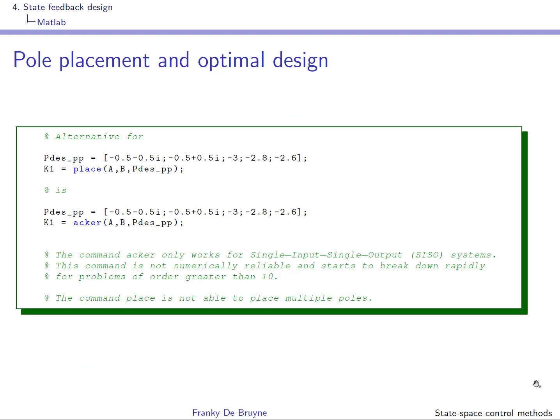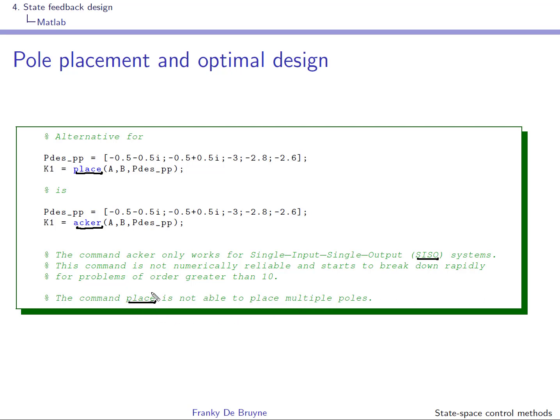As discussed before, there is an alternative for the command place. You can also use acker, right? Acker will only work for SISO systems, and remember also that it's not that numerically reliable. If the number of states grows typically above 10, then you can expect numerical problems. The downside of place is that you cannot place multiple poles. Remember that if you have multiple poles, then you have these Jordan forms, and this is why you can expect problems.